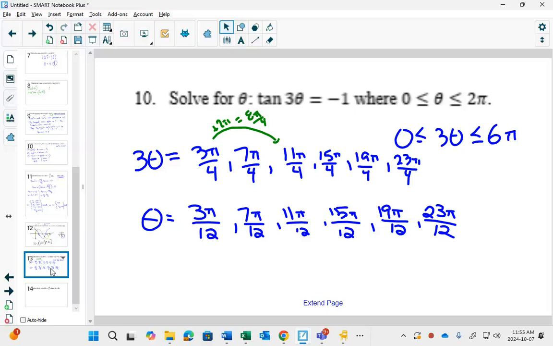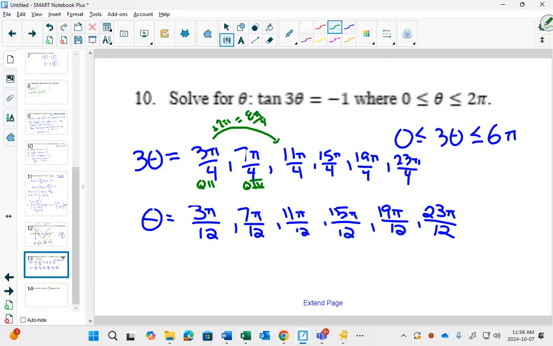This is our answer in quadrant 2, and this is our answer in quadrant 4. So I have to get what is coterminal. So here I am at 3 pi over 4 in quadrant 2. The second time around, I need to find something coterminal with that.